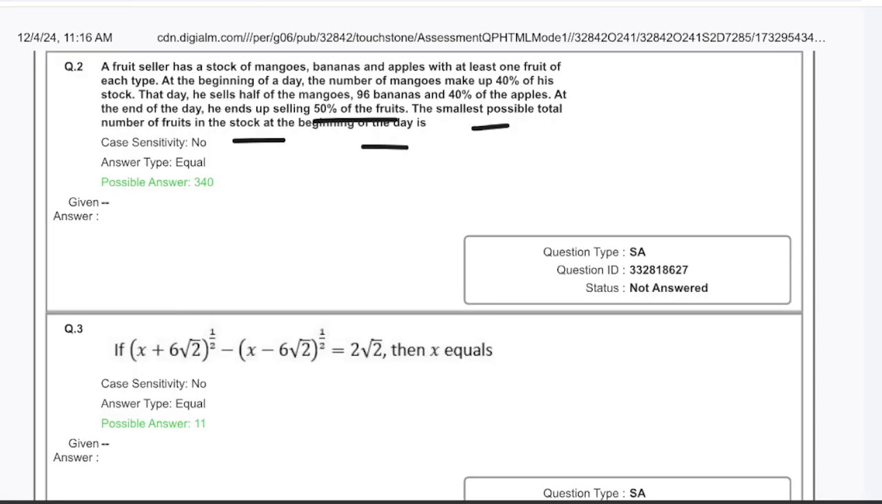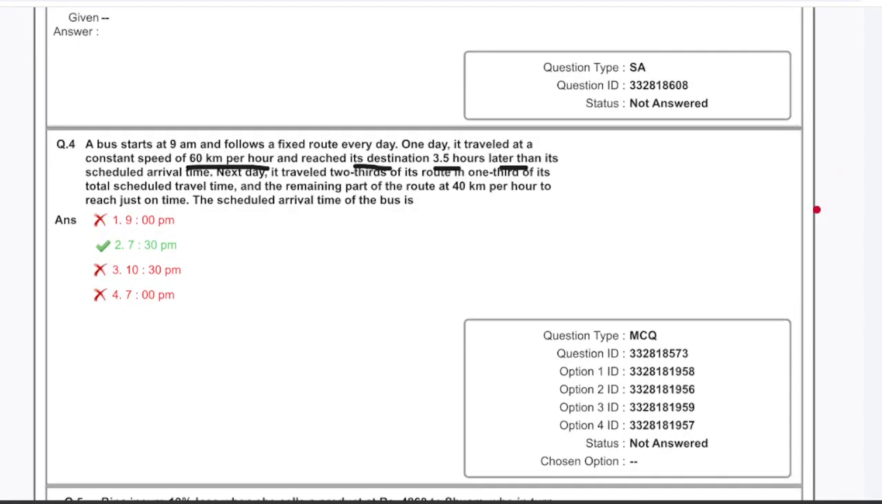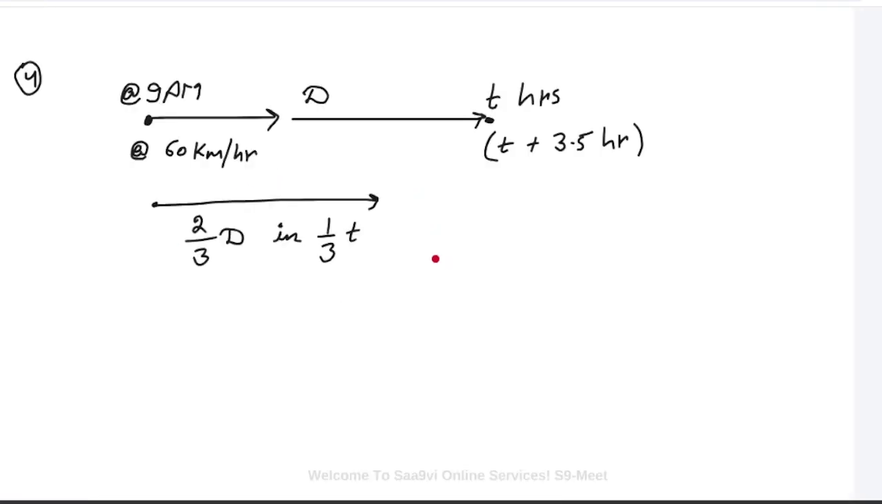Then they said, and the remaining part of the route at 40 km per hour to reach just on time. Now for the rest of the route, the distance remaining is 1/3 d, time remaining is 2/3 t, and it drove at 40 km per hour. Now that made it reach in the scheduled time.